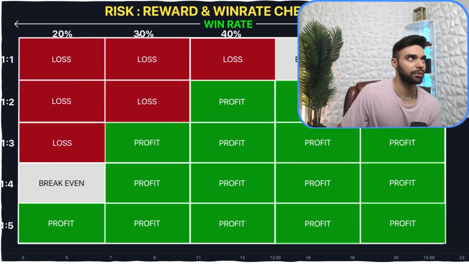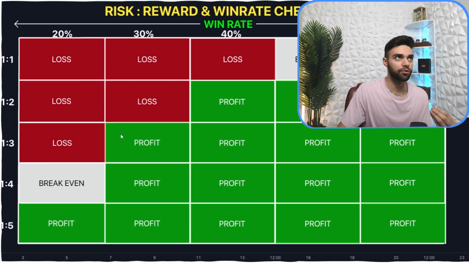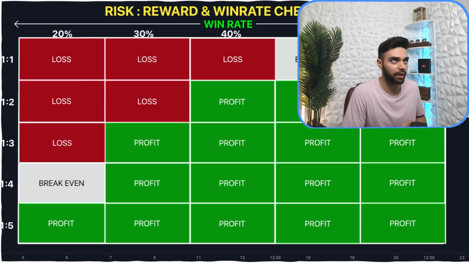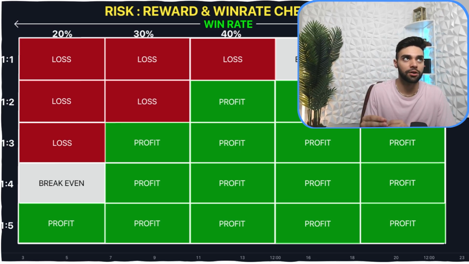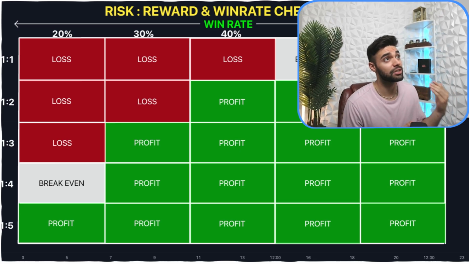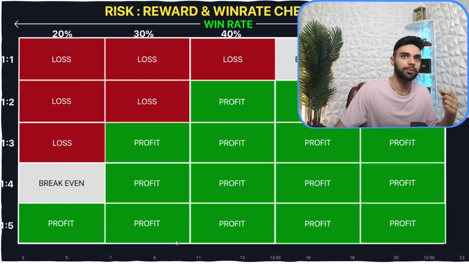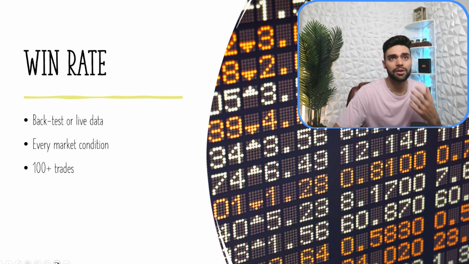If you're 30% accurate with the setup, you have to have a 1-to-3 risk reward ratio every single time or you won't be profitable. What that means is if you're risking $100, you must be aiming to make $300 every single trade if your win rate is 30%. Makes sense.